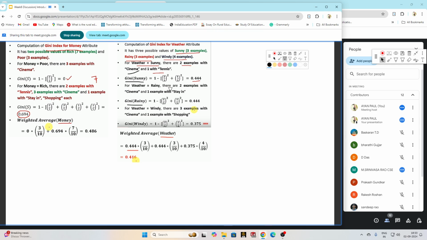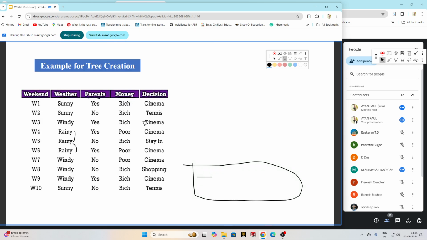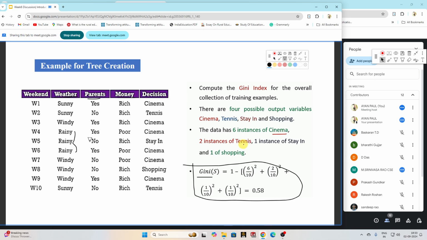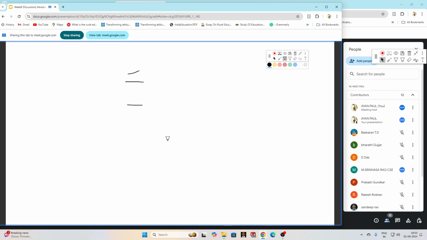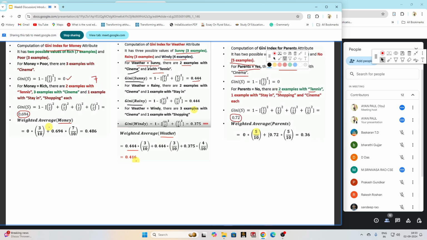In rainy we have 3 examples, not 2 examples. You can see 3 examples: 2 are cinema and 1 is stay in. So when your weather was rainy, 2 are examples of cinema and 1 is stay in. So your Gini of rainy is 1 minus (2/3) whole square plus (1/3) whole square. So that will be equal to 0.444.